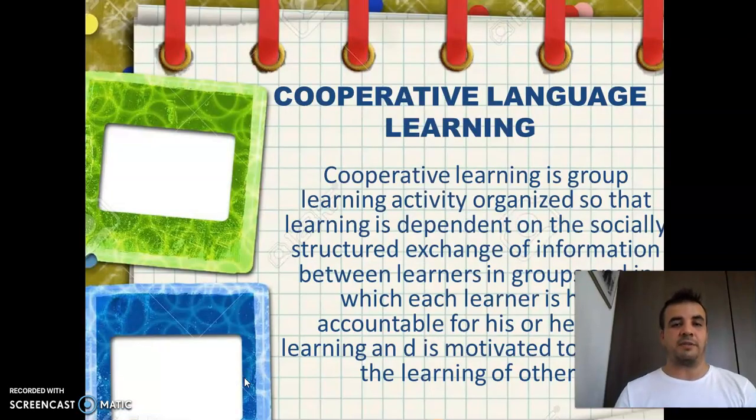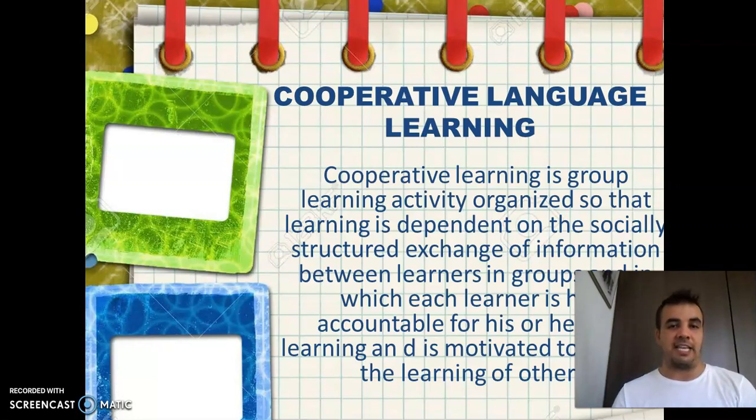First of all, I want to ask you: what do you think about cooperative language learning? What do you know about this? This is a method. What is that? You have to think this is a learning process. Now we have to know the meaning.